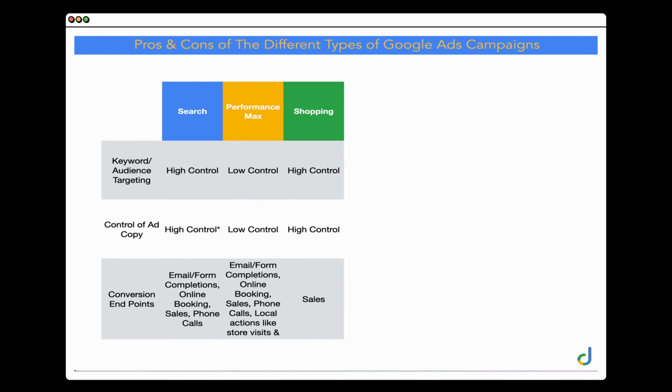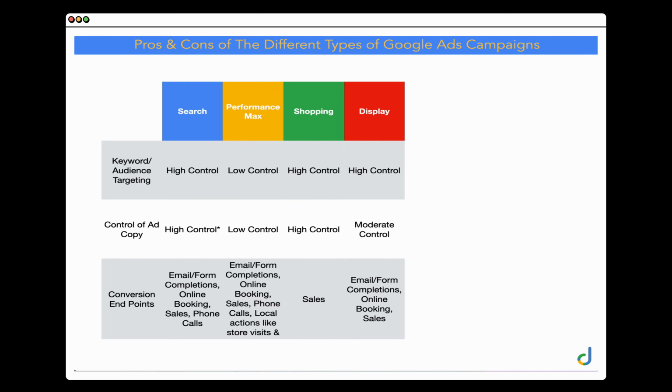And then you've got your shopping. Once again, you've got a high level of control over your targeting and also your ad copy, but this one is very much focused on sales, and especially the physical products or e-commerce sales. Display, once again, you've got a high level of control. Now, the reason why I say moderate control over the ad copy is because Google is more and more moving to responsive display ads where you upload an image and then you give them some headlines and descriptions, and Google decides which headlines and which descriptions will appear with your images. And I find display great for email and form completions, online bookings, and also sales.